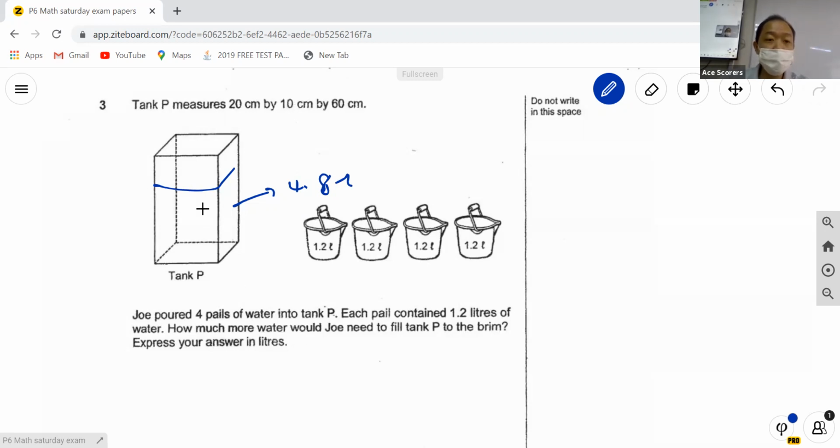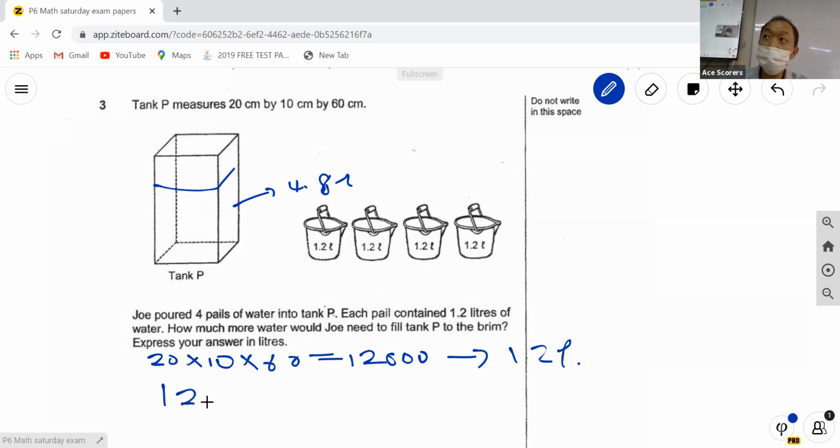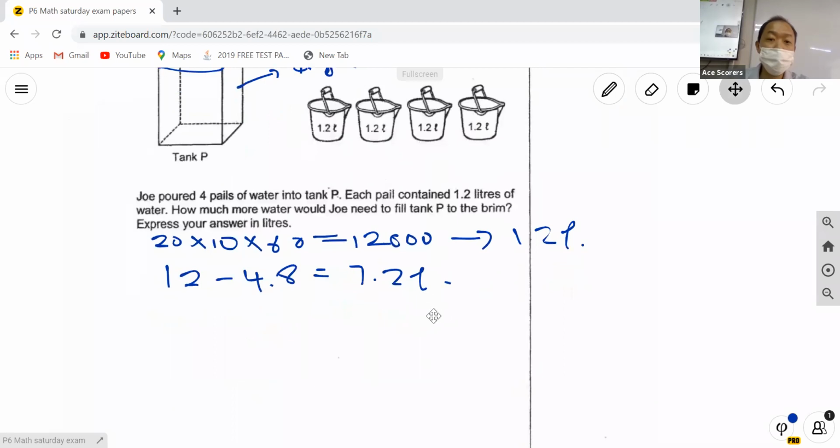All right, so I need to find the volume of this thing. Times 60. Is it 12,000? Yeah. So 12,000 is 12 liters. So how much more? You minus 4.8. 7.2. Yeah, so you need 7.2 liters more. Is it okay?